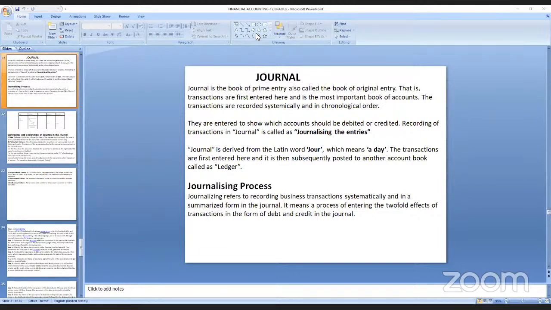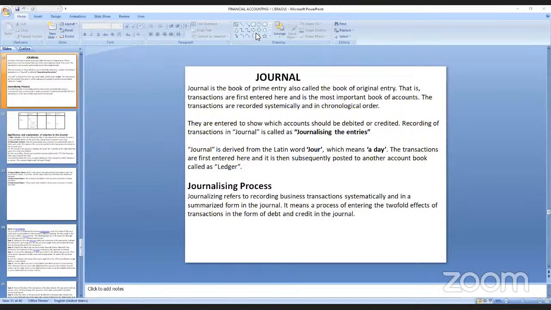So here, whatever the entries we are writing in the journal books, these journals are where the first entry is made. Got my point? So that is made in the books of accounts, and whatever records are made, it is in a systematic way and in chronological order, means date-wise. And these are all shown on the debit and the credit side.